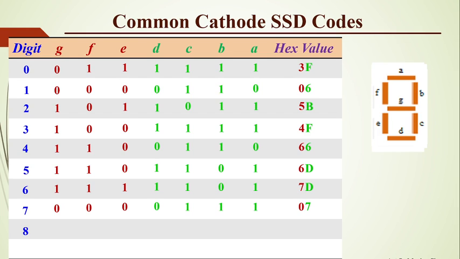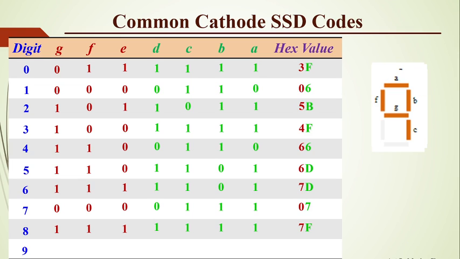For 8, all the segments are glowing to represent digit 8. So we are making all the inputs equal to 1. So we get the value 7FH. And for 9, the segments D and E are off and all other segments are equal to 1. So we get the value 67H to display digit 9.